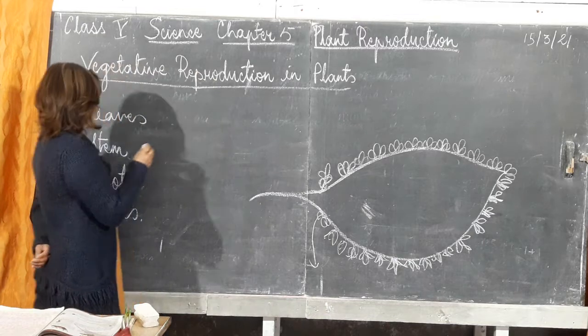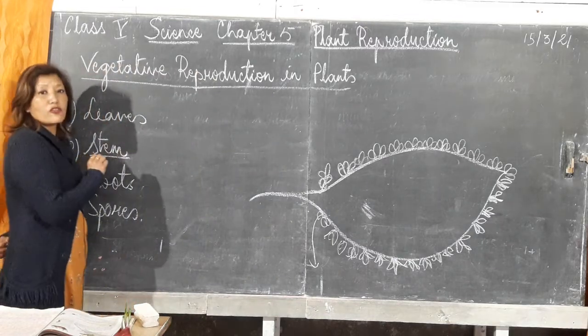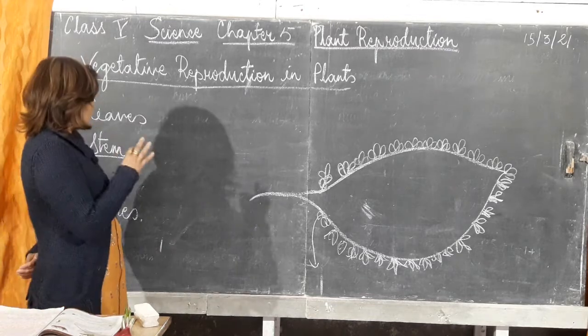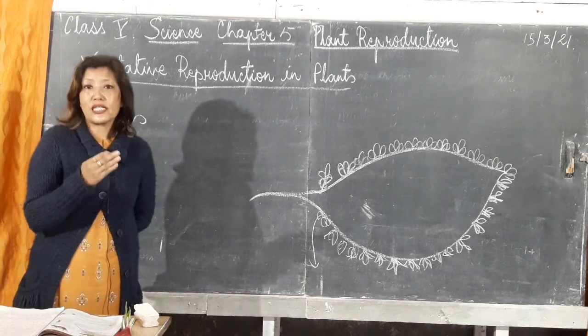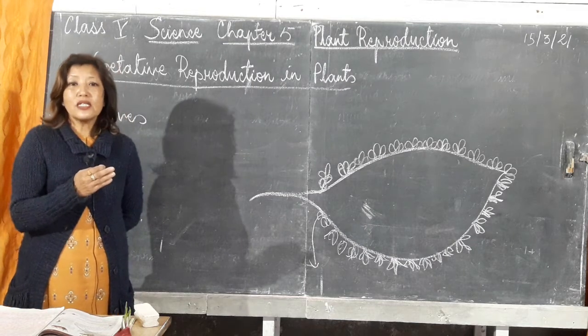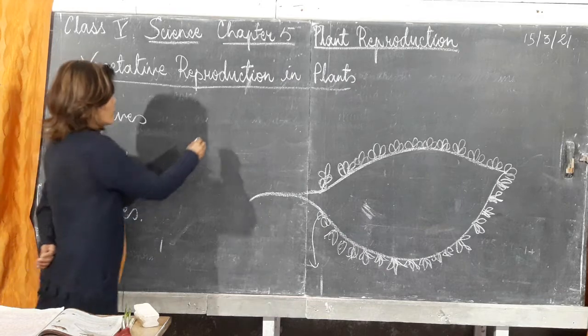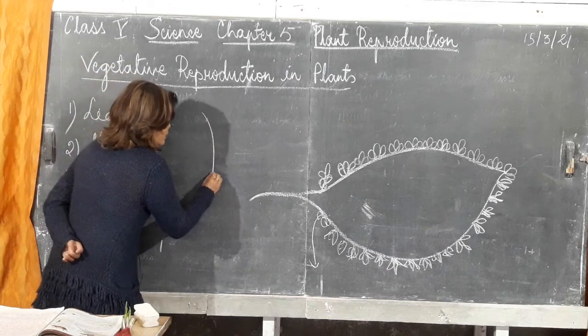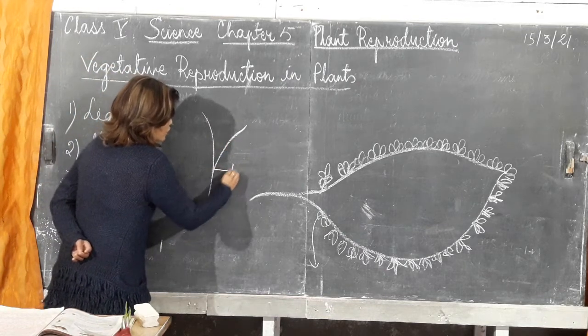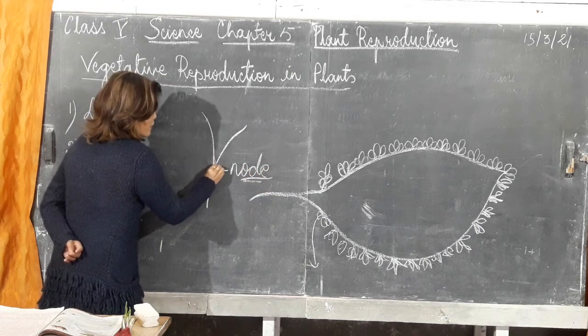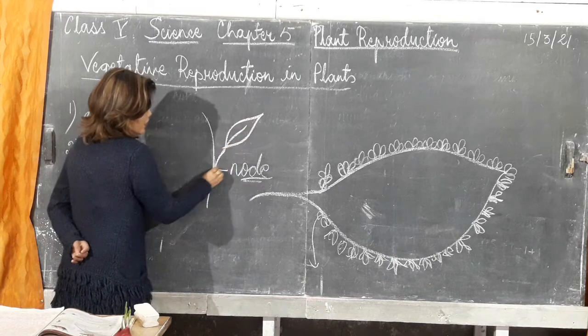And the next one is growing of plants from the stem. Now, in this case, vegetative reproduction takes place from the stem of a plant. How? Now, in the stem, there is a point called node. So, what is node? Node is the point from where the leaf arises.